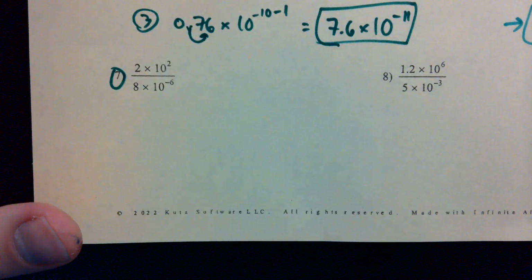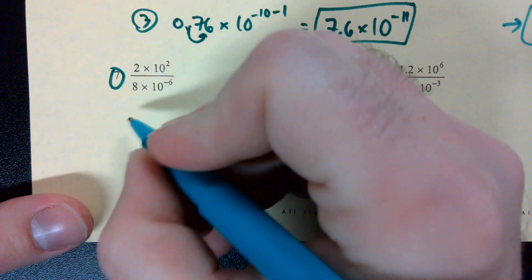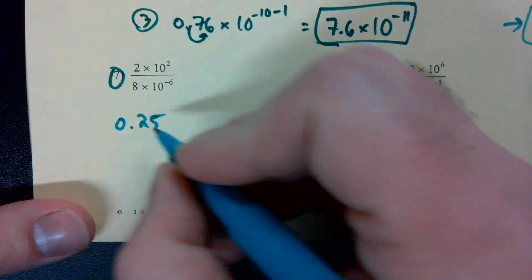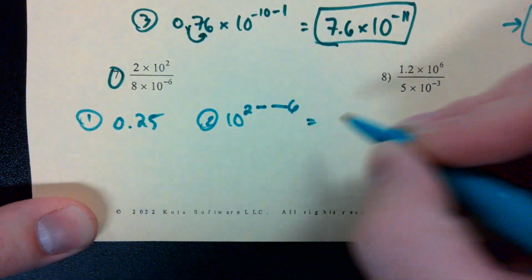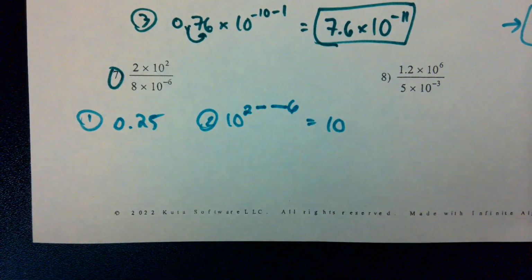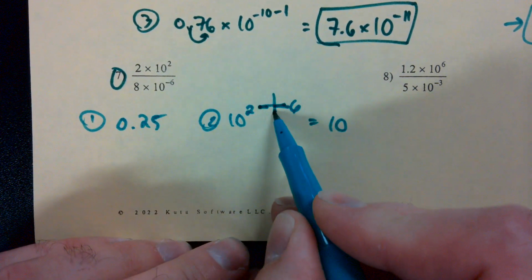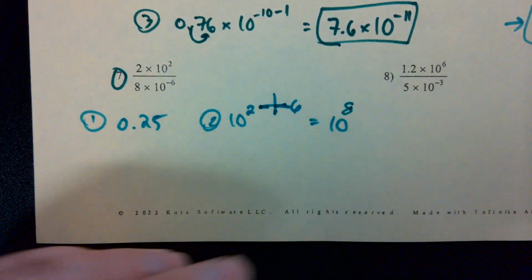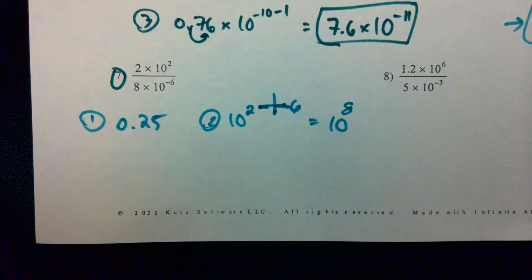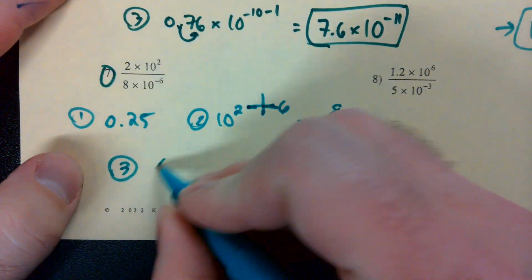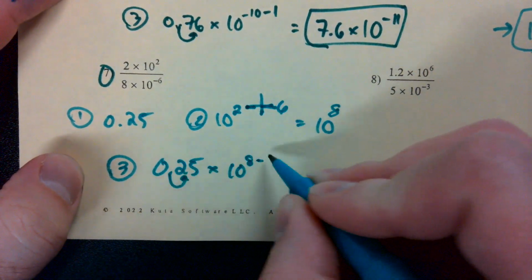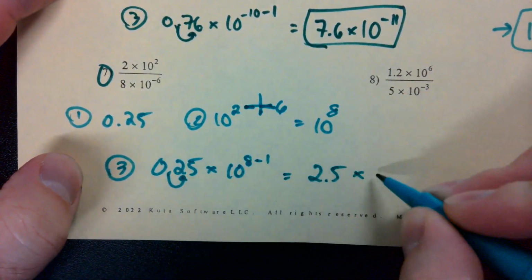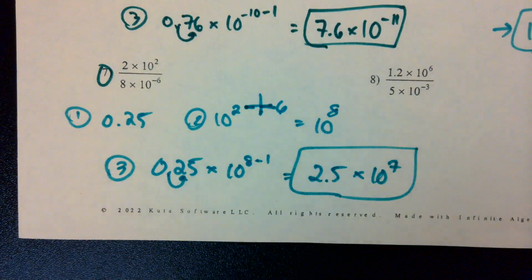Down to 7, last but not least. 2 over 8, that's nice and easy, 0.25. 10 to the 2 minus negative 6. Two minus signs make a plus. 2 plus 6 is 8. Thank God we finally have a positive exponent. We don't have to worry about doing those double negatives. We do have to worry about step 3 though. 0.25 times 10 to the 8th. Move it once, subtract 1. 2.5 times 10 to the 7th.